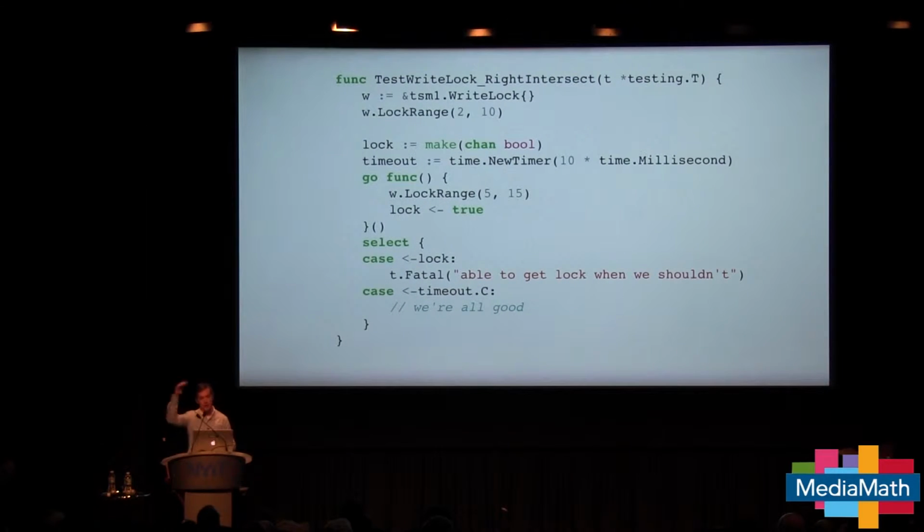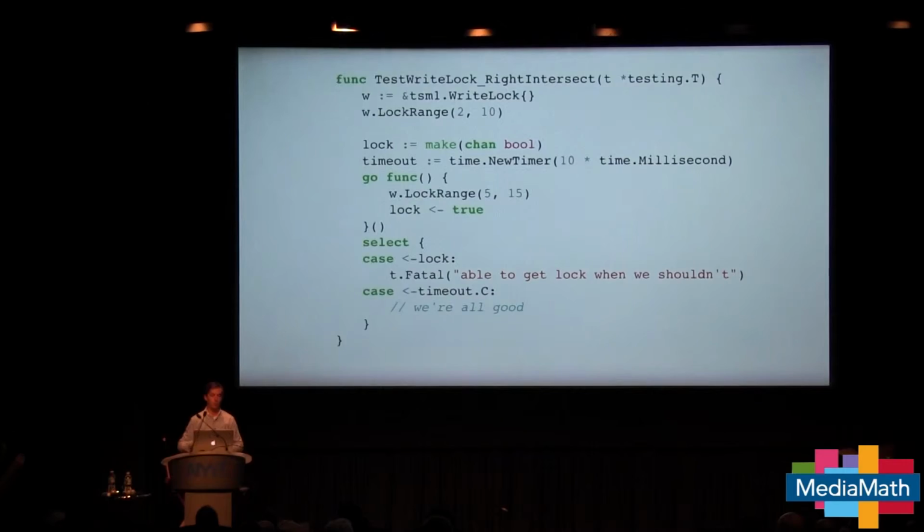So we have the write lock, we lock a range from 2 to 10, and this test case is an intersecting range where we're intersecting to the right. So we create a lock channel, we create a timeout of, in this case, just 10 milliseconds, and in a Go function, we lock the range, and we go back to the channel. Actually, there's one thing I forgot, which was a wait group to ensure that the Go function actually requests the lock before we continue the test. Pretend that's there.